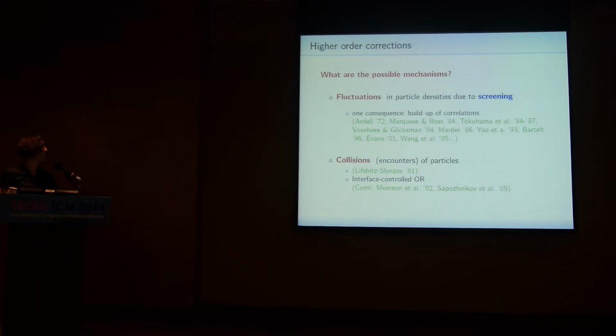And if we talk about higher order effects, you first have to think about what the possible effects are that have been neglected in the LSW mean field theory that we need to take into account, or might take into account. And really, due to some time restriction, I just want to give you some ideas here without going into much detail. But there are at least two different mechanisms of quite different nature that might be relevant. The first one is what I call fluctuations in particle densities due to screening. Okay, so what do I mean by that?